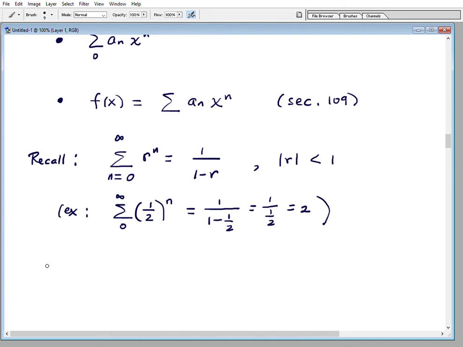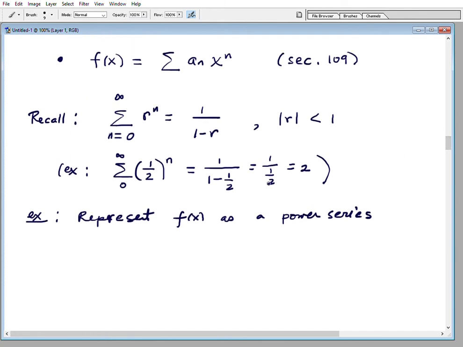Now we want to use this little formula to find a function and its corresponding power series. So we'll start with something very simple. What we want to do in these examples is represent f of x as an infinite polynomial, as a power series. We're going to see how to do this in general in the next chapter, in 110. But in 109, we only look at some specific examples that we can come up with easily, mainly based on this.